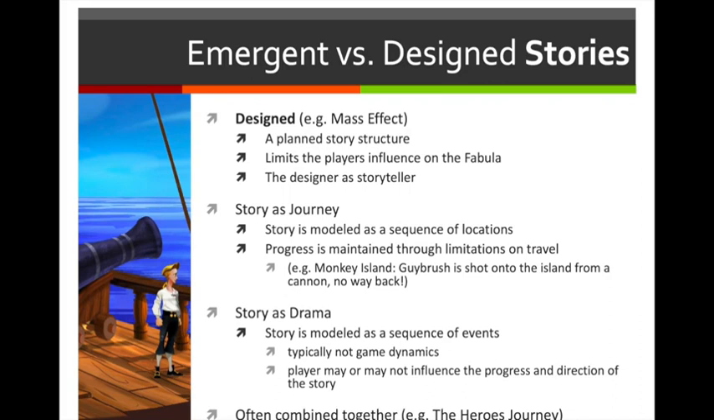So story can happen as a kind of unfolding of locations, but it can also happen as an unfolding of events. So this is the idea of drama. And those events are typically not game dynamics, although they could be. And the player may or may not influence the progress and direction of the story. So they could actually have some kind of agency and choose the direction, or they could be sort of more passive observers, and their agency is in the mechanics of the game in other kind of ways. And these are often combined together, and there are classic examples of this, perhaps most famously the hero's journey, which we will deal with in a separate lecture.